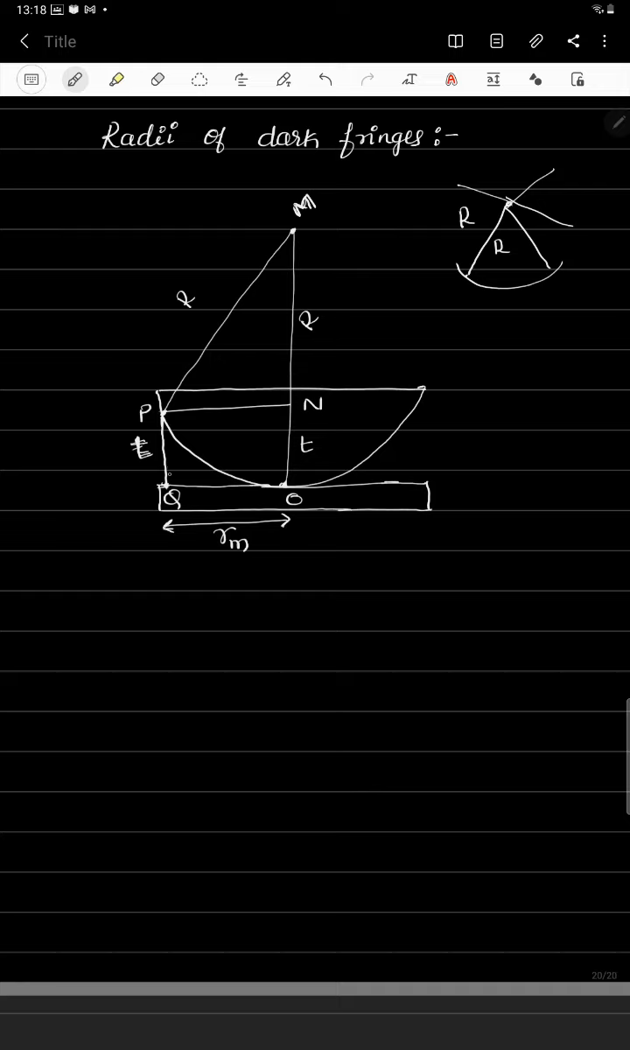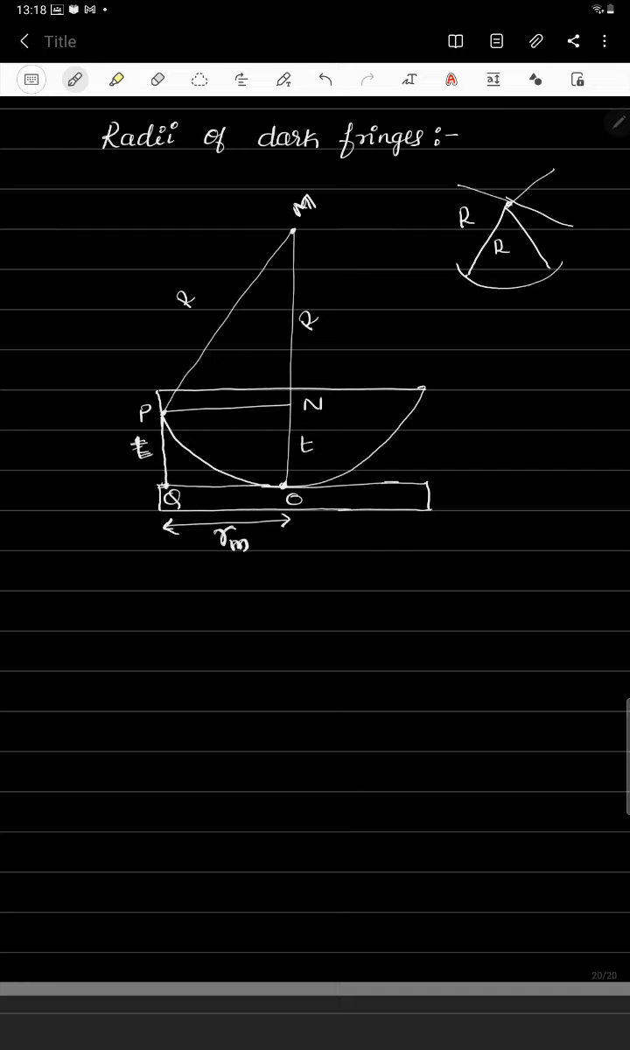So at the point Q where the dark fringe is located, let r_m be the radius of the circular fringe. From this center, let the radius of this dark fringe be r_m. So this small r_m is the radius of the circular fringe at point Q, and this distance I am going to denote by the letter small r sub m.